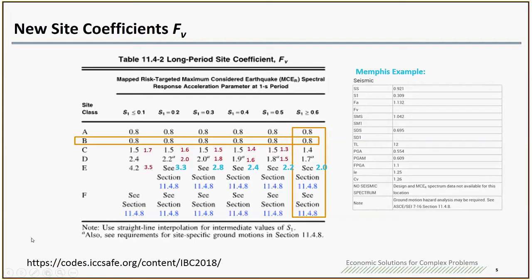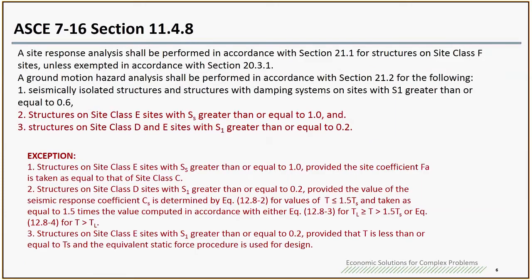Another thing is you see I provide a link here. That's the IBC 2018 online version. Everybody can go there to check the code, so you don't have to buy the hard copy if you don't need. So, the table references Section 11.4.8. This slide just gives you the entire Section 11.4.8. The sections highlighted in red are new compared to ASCE 7-10.